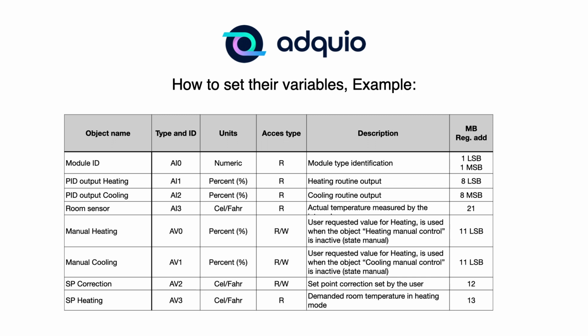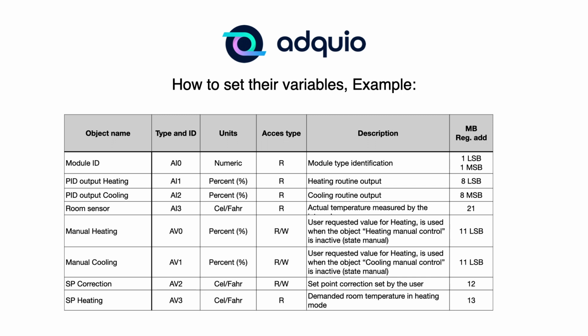Well, the first, and obviously, we are interested in the object name, to be able to name our variable within Adquio. We are interested in the type and ID column because, from there, we are going to get both the type of the object and the number of the variable, okay? Remember this type and ID column, because it is crucial.